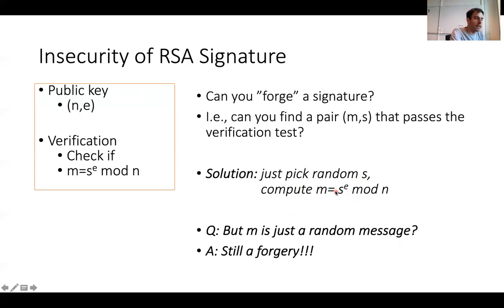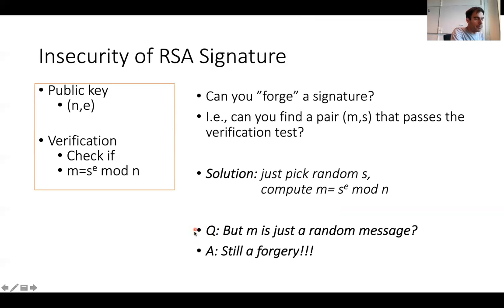At this point, you should have the following objection. Wait, m is just a random message. I'm just taking s and raising it to the e, doing the modular reduction to get m. I will not be able to control what the output m will be. So maybe the message for which I'm going to forge the signature is a completely random message and it's completely useless. Showing to someone that Claudio said some gibberish might not be very interesting. Claudio says a lot of gibberish anyway all the time.